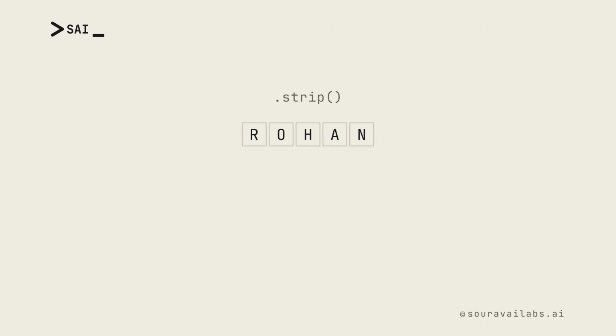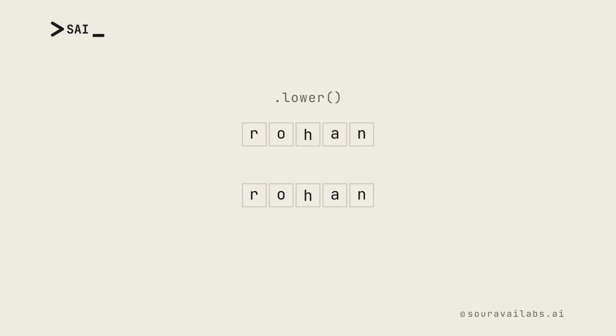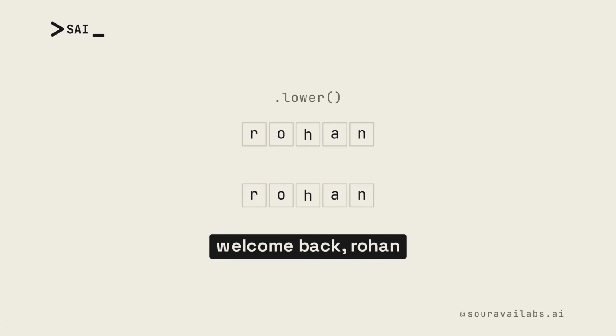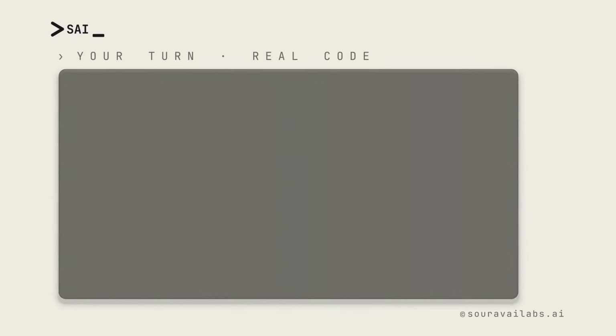Dot strip wipes the blank ends. Dot lower calms the capitals. Same text, just clean. Now compare again, character by character. Every single one matches. Welcome back, Rohan. So before you compare text, clean it: strip it, lower it, then check. Messy in, tidy out. Now let's write it for real.